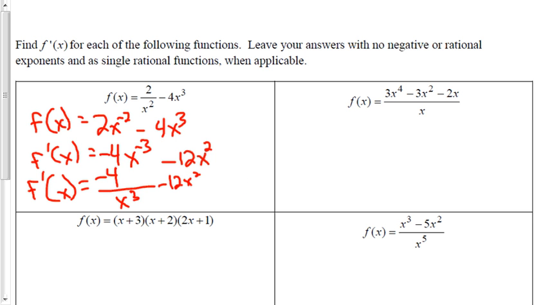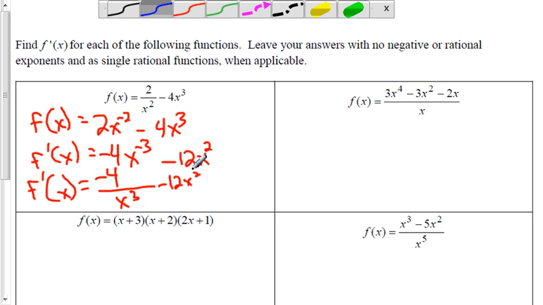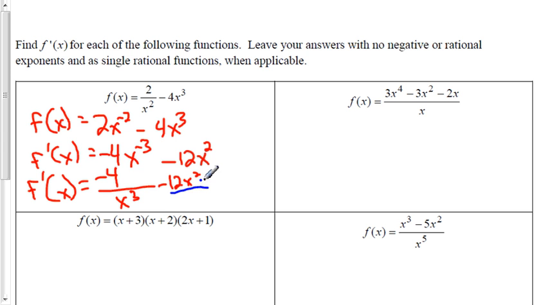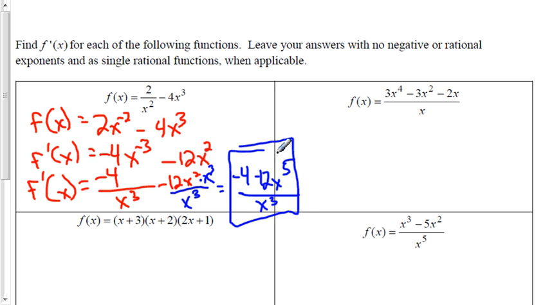Now I want to write it as a single rational function. So what am I going to do? I'm going to multiply this by x cubed over x cubed to have like denominators, and my final answer is going to be negative 4 minus 12x to the fifth all over x cubed, and that is my derivative.